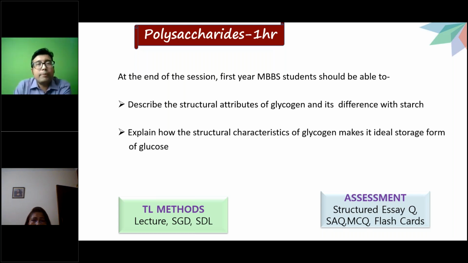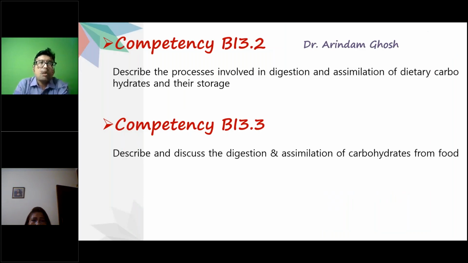Next, we move on to competency number 3.2. Competency numbers 3.2 and 3.3 are very similar. Describe the processes involved in digestion and assimilation of dietary carbohydrates and their storage. Describe and discuss the digestion and assimilation of carbohydrates from food. So close, right? So we have clubbed them and prepared the SLOs together.